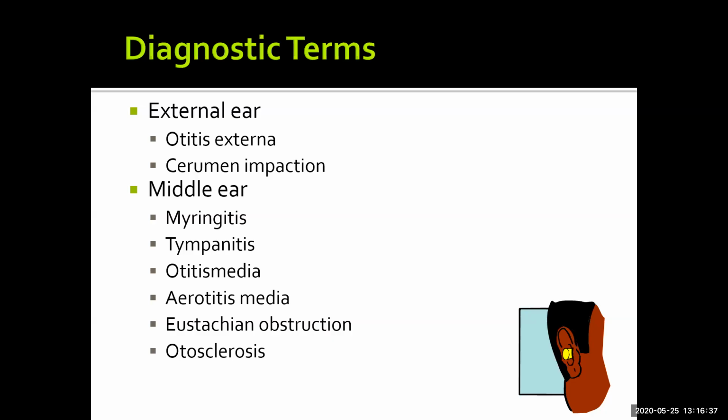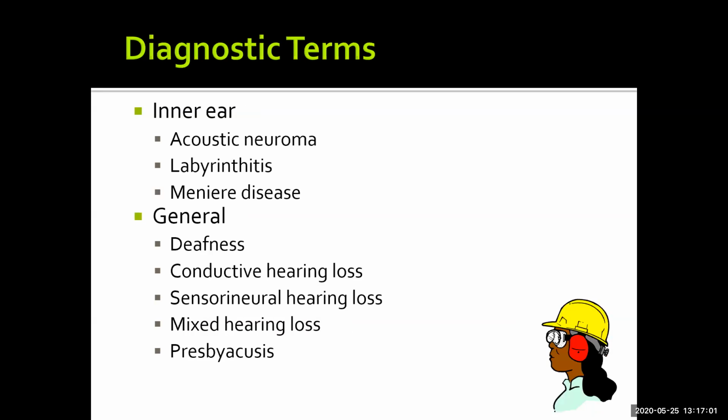Aerotitis media is inflammation of the middle ear from changes in atmospheric pressure. Often when you travel or go to the mountains or on an airplane, you'll feel that. Eustachian obstruction, blockage of the auditory tube, usually resulting from infection like otitis media. Otosclerosis is hardening of that bony tissue in the ear. Some ear things we see, acoustic neuroma would be a benign, but it can be life-threatening tumor of the vestibular division of that nerve that causes vertigo, tinnitus, and hearing loss.